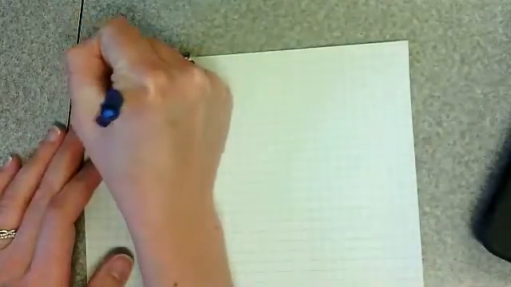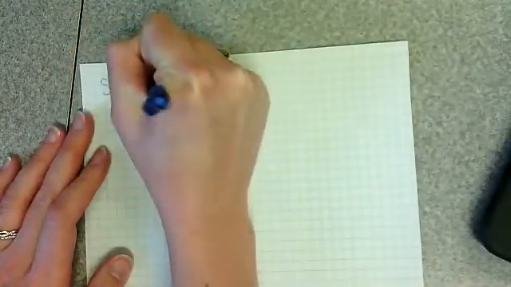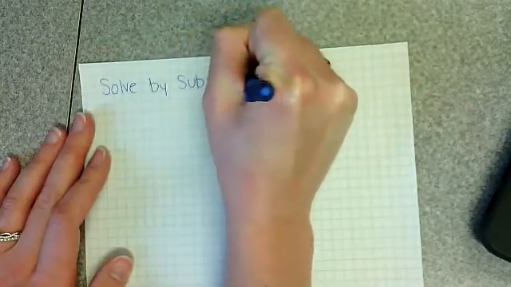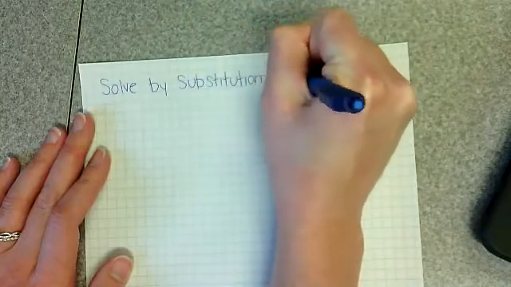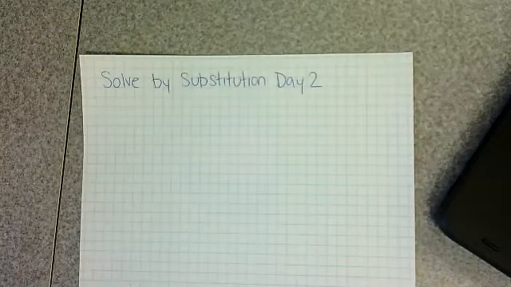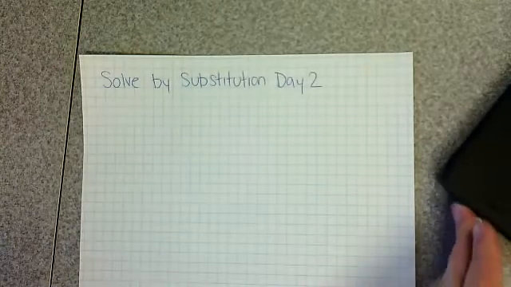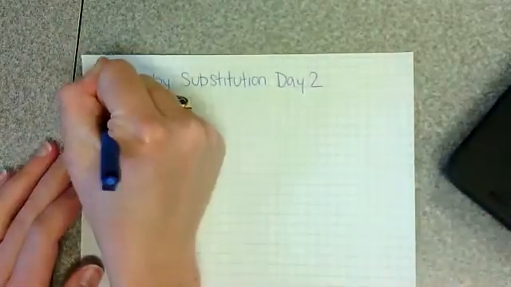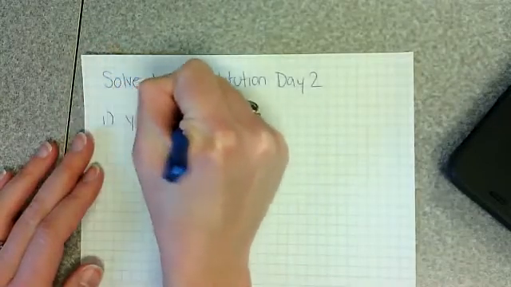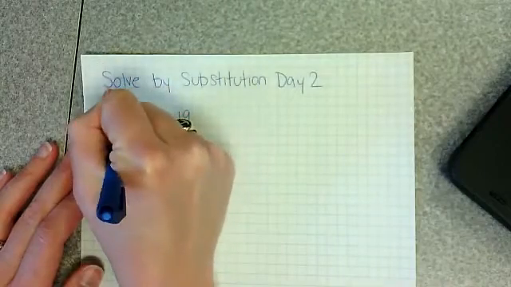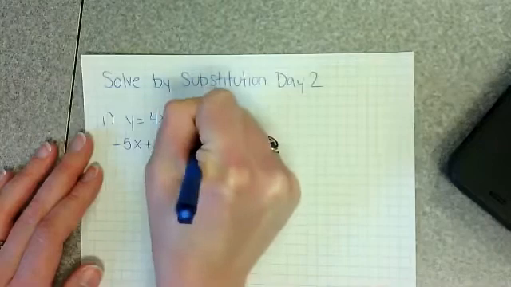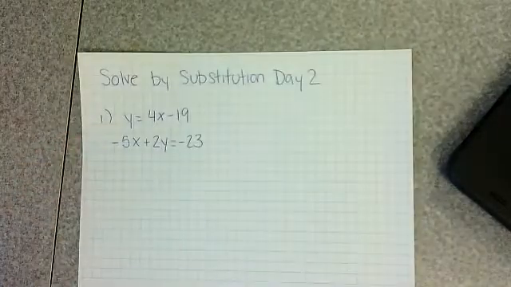So I'm going to go ahead and put at the top that we are still solving by substitution. This is just going to be day 2. Okay. And so our first example, we have y equals 4x minus 19 and negative 5x plus 2y is equal to negative 23. I'll give you a second to write that down.